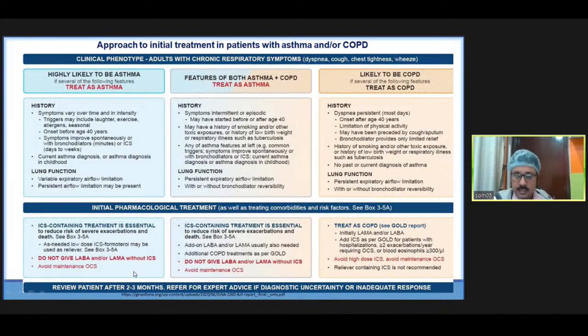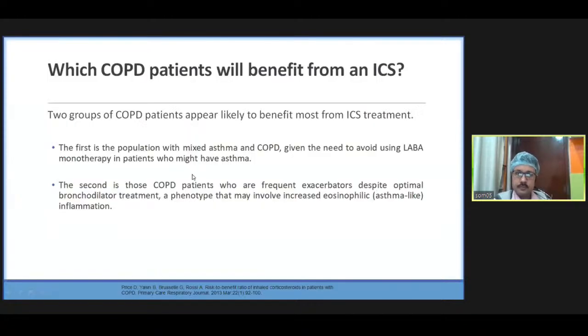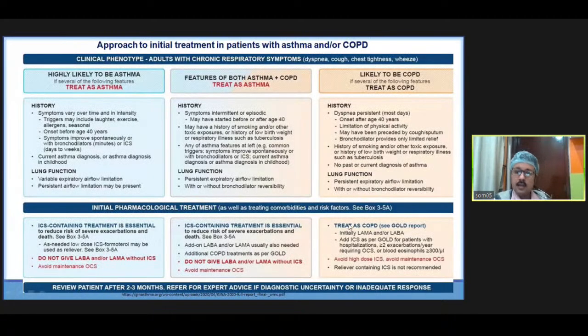So ICS has an important role in asthma COPD overlap, and in the particular variant of COPD patients where the exacerbations are more than two times per year, patients require oral corticosteroids, and peripheral blood eosinophil count is more than 300 per microliter. So which COPD patients will benefit from ICS, as per my previous slide? One is asthma COPD overlap, and number two is advanced COPD patients, stage 3 onwards, with more than 2 exacerbations and blood eosinophil count more than 300.